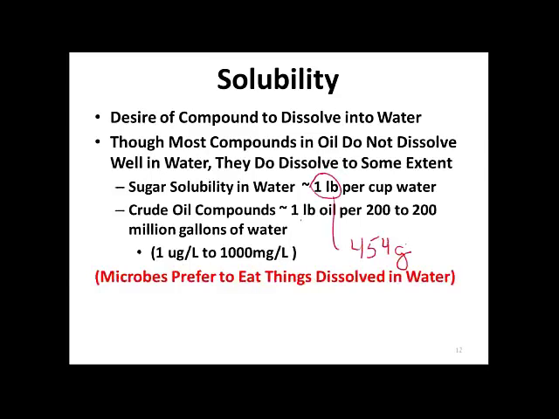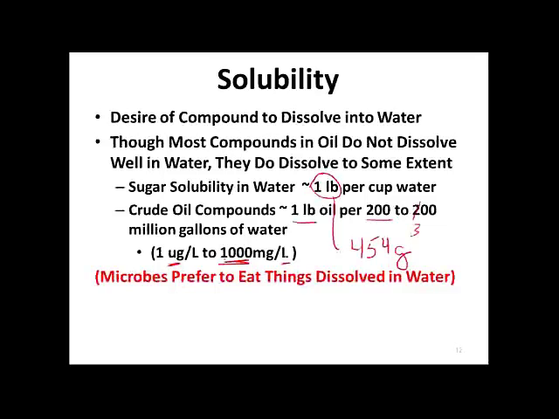If we say oil into water, it's 1 pound of oil into 200 to 300 million gallons of water, which is equivalent to 1 microgram, 1 millionth of a gram, per 1,000 milligrams per liter. It's tiny. It's not very much that goes into solution. And even though it might be a continuous process, it's a very slow and tiny amount.